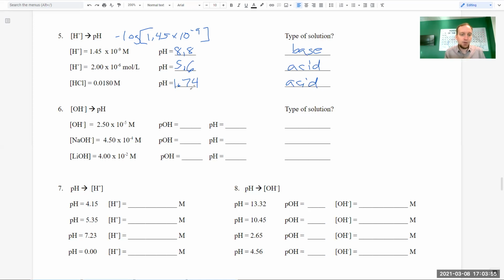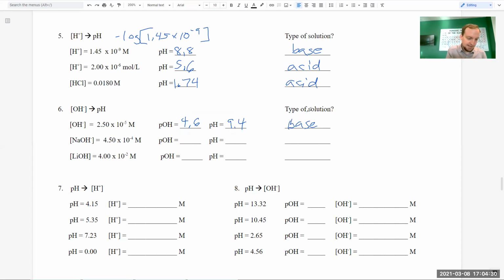All right, number 6 again is kind of the same thing, but going from the OH. So if my OH concentration is 2.50 times 10 to the negative 5, I would type in my negative log of 2.50 second E negative 5, close my parentheses, and I get 4.6 here. 4.6, I'm going to go ahead and subtract that from 14. And what I get is 9.4, because remember, these two must add up to be 14. 9.4 gives me a base, a little bit on the weaker side, but not super weak.